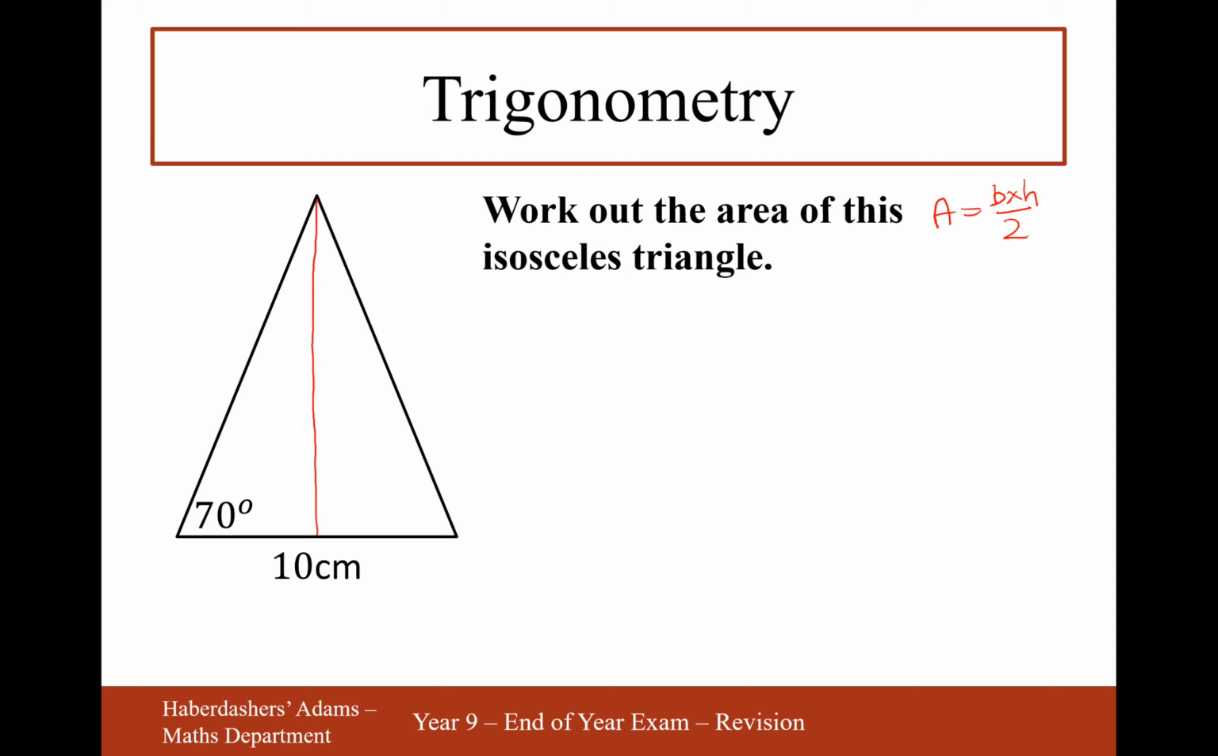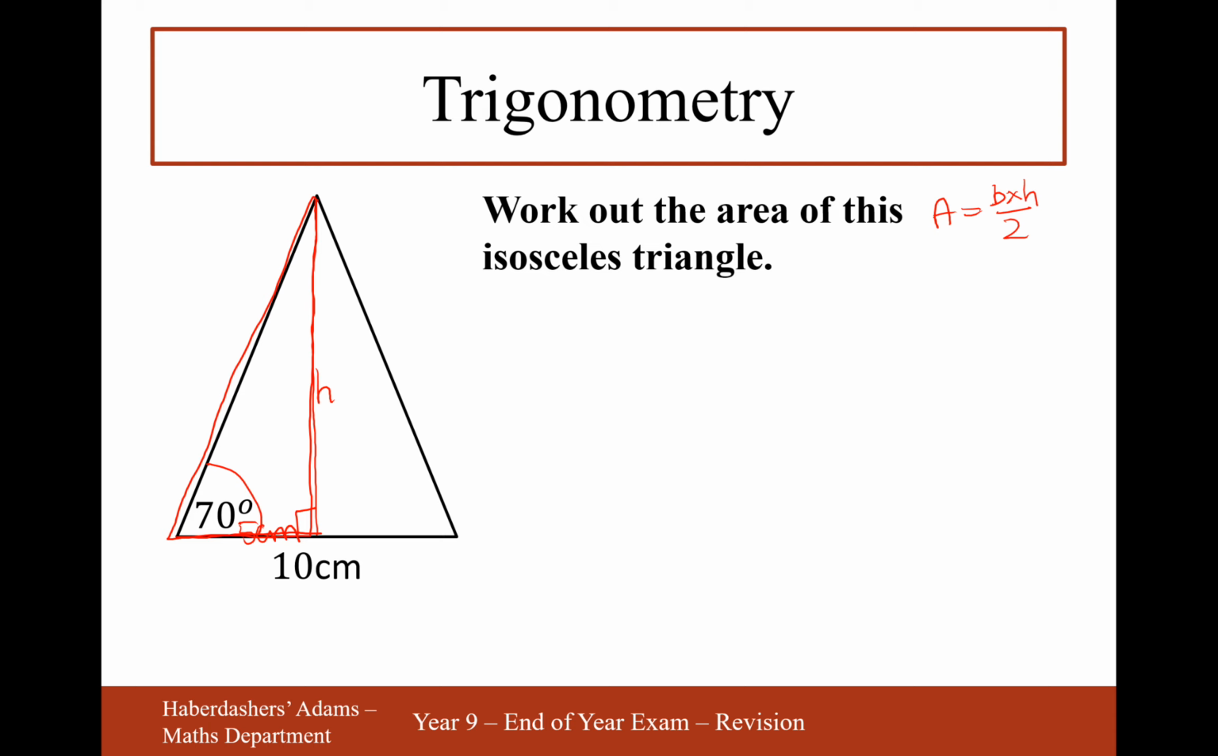So what I'm going to do here is use a right angle triangle on the left hand side. So this here is going to be my right angle triangle. And the base of this triangle is going to be 5 centimeters because I've had to cut this 10 centimeter line in half. So I've got a 5 centimeter line. I've got the angle of 70 degrees. And I also need to work out this side here, h.